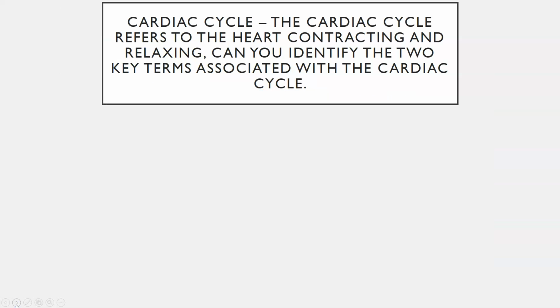So, going into a bit more detail now, we've gone from conduction system, we have to know about the cardiac cycle. The cardiac cycle refers to the heart contracting and relaxing. Can you just identify the two key terms associated with the cardiac cycle? What do we call it when the heart contracts, and what do we call it when the heart relaxes? Pause this, because I'm going through the answers.